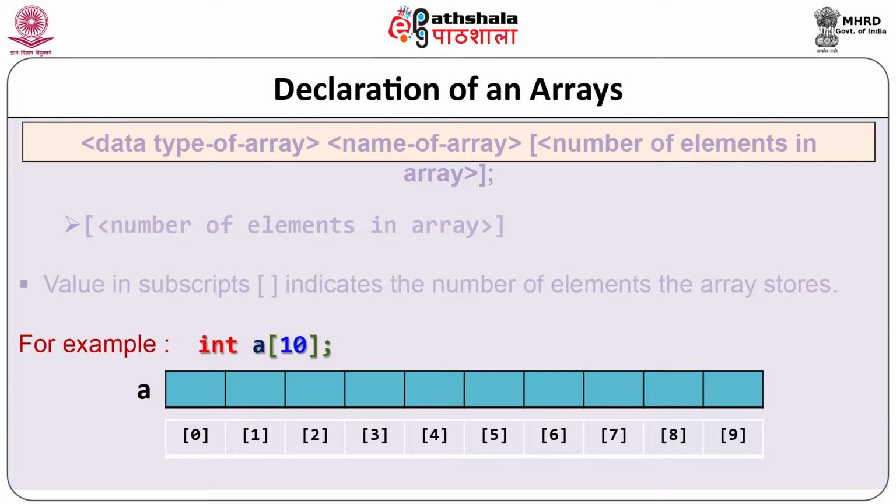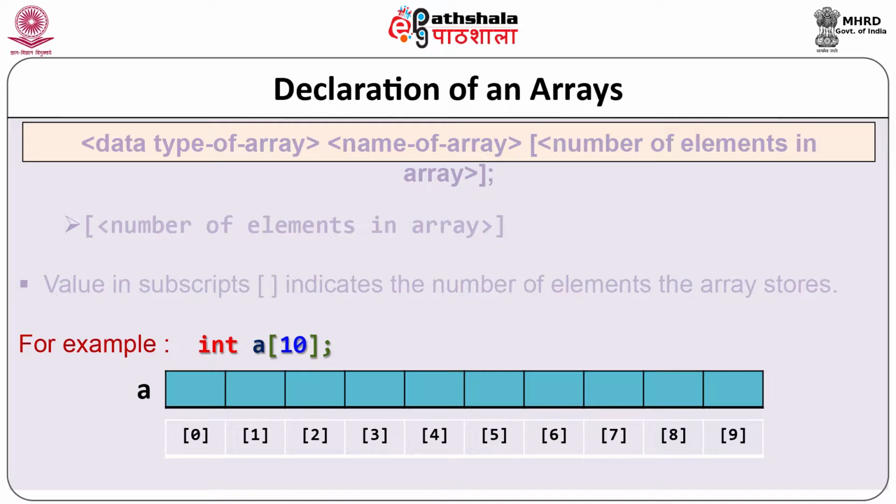We have seen how to declare an array in a program. Let us see the syntax once again. Data type, name of array and number of elements in array. For example, int A[10]. In this example, array name is A, data type is integer and 10 is the size of array. It means you can enter 10 different elements in array A. In this slide you can see there are 10 different boxes or places used for the array.